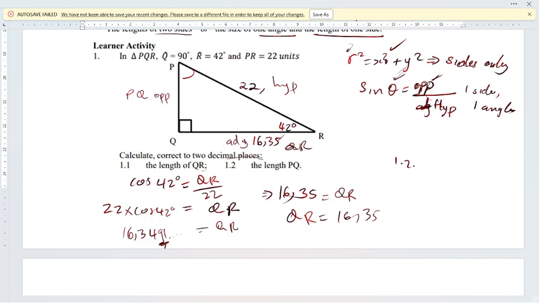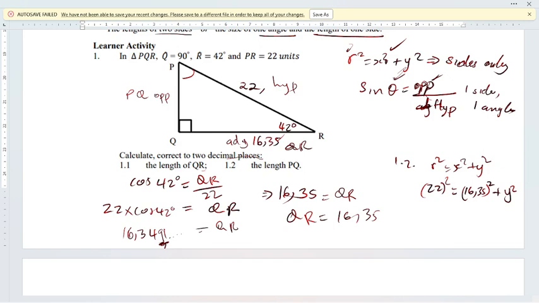It's fine. Pythagoras theorem: r squared equals to x squared plus y squared. What is r? 22 squared equals to, what is x? 16.35. Check it, get the same answer again.